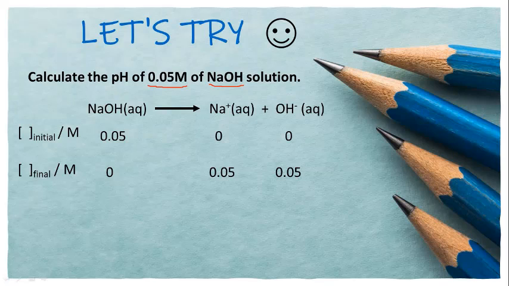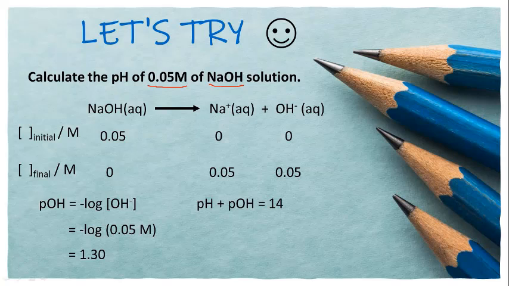So now we have the concentration of hydroxide ion, so we can use the formula of pOH equal to negative log concentration hydroxide ion. Substitute the value into the formula and the pOH is equal to 1.3. So to find the pH, we use this formula, pH plus pOH equals 14. Substitute the value of pOH into the formula and we get the pH is equal to 12.7.